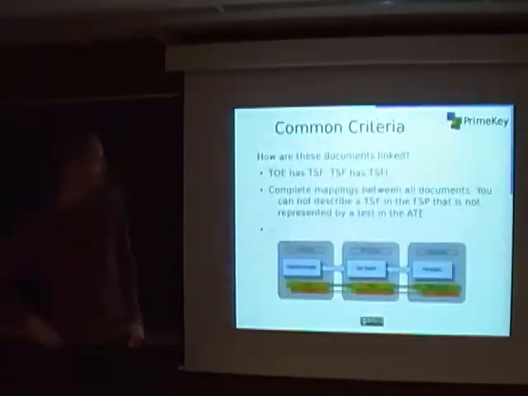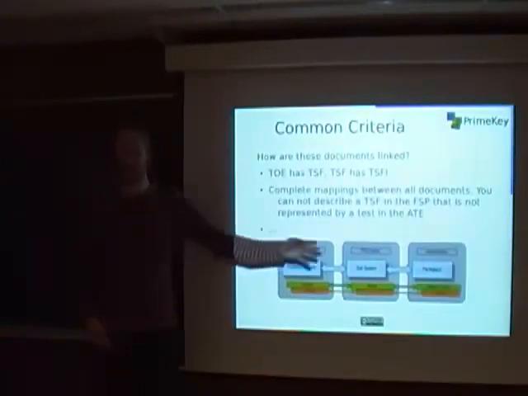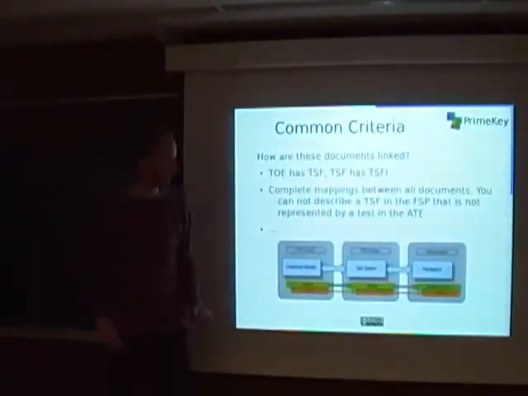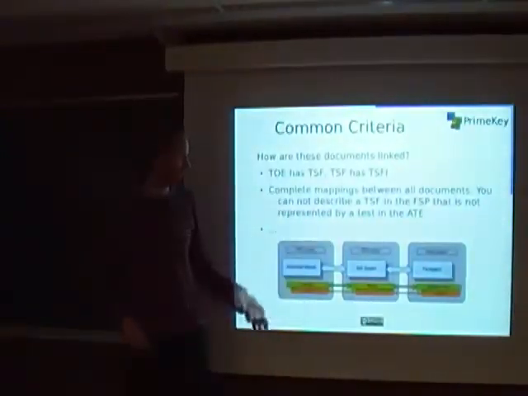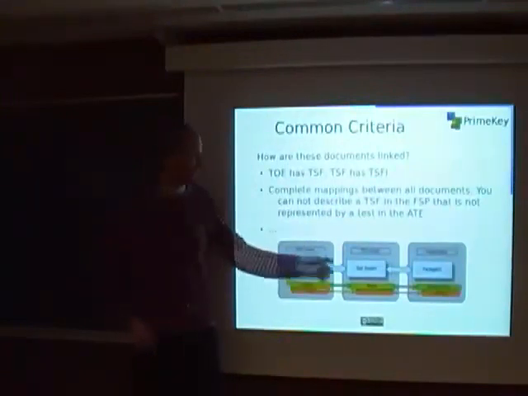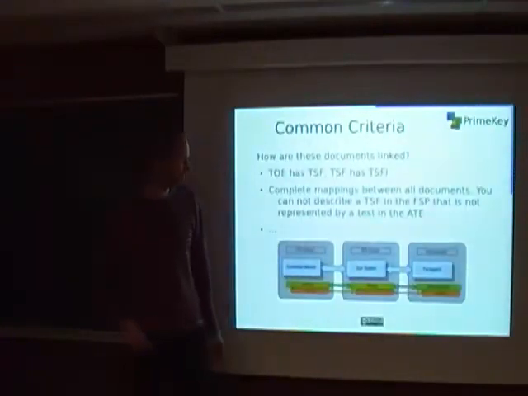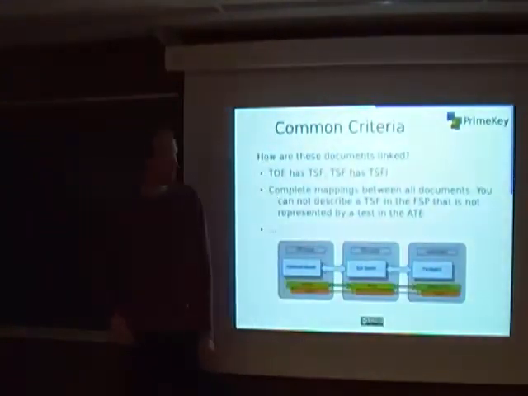And one of the most confusing things, I think, is that you need complete mappings between all these documents. So if you describe something in the function specification, corresponding things have to be described in the design specification, and it has to match something in the implementation as well. If something is missing, you describe something here and you don't have the same thing there, the lab will complain, etc. Or if you describe something there and you don't have something implementing it, of course they will complain.